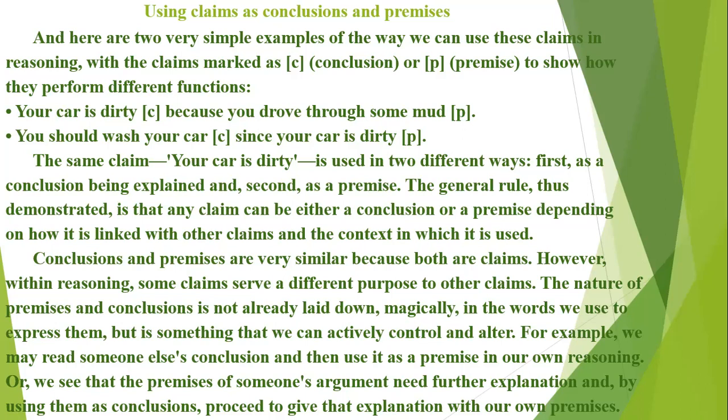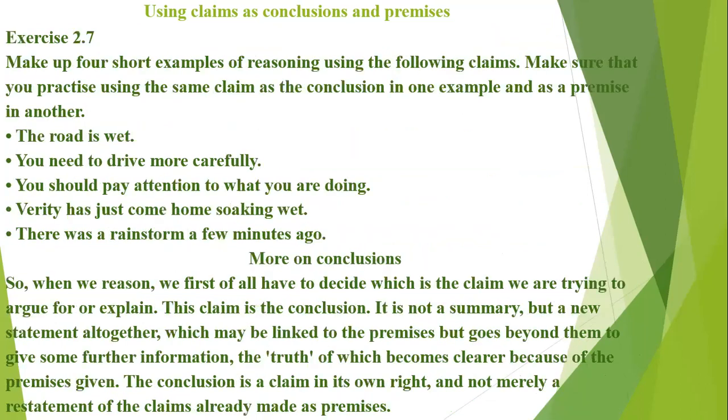Conclusions and premises are very similar because both are claims. However, within reasoning, some claims serve a different purpose to other claims. The nature of premises and conclusions is not already laid down, magically, in the words we use to express them, but is something that we can actively control and alter. For example, we may read someone else's conclusion and then use it as a premise in our own reasoning. Or, we see that the premises of someone's argument need further explanation and, by using them as conclusions, proceed to give that explanation with our own premises.